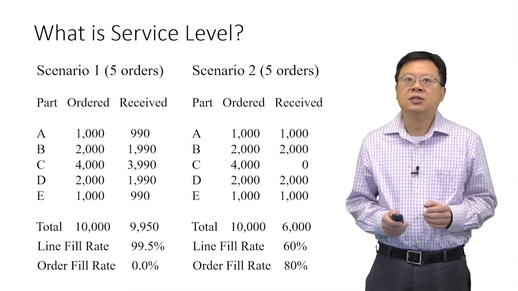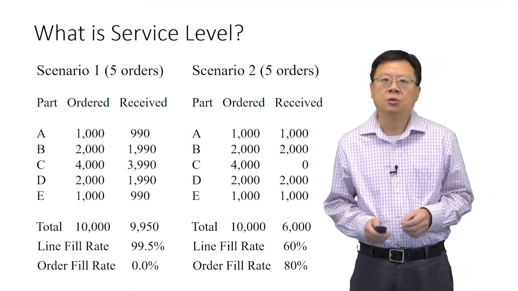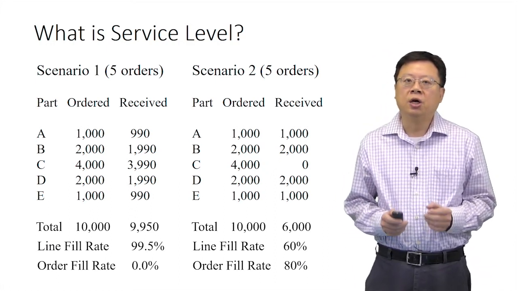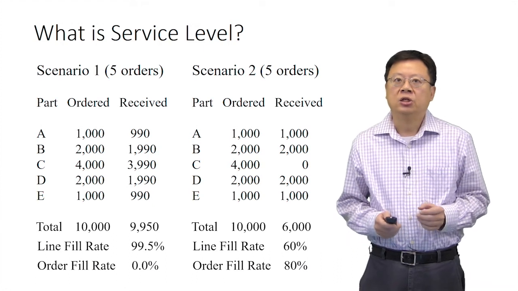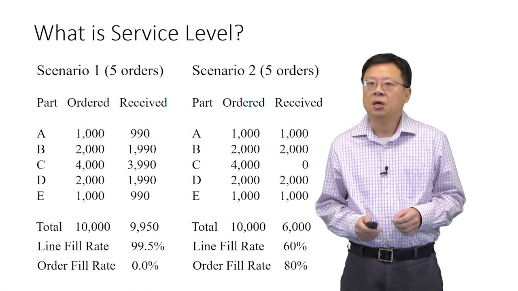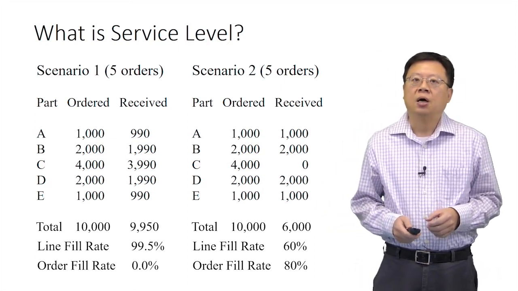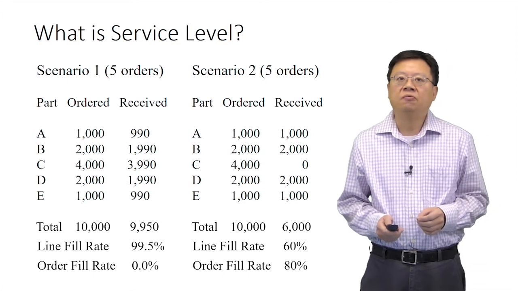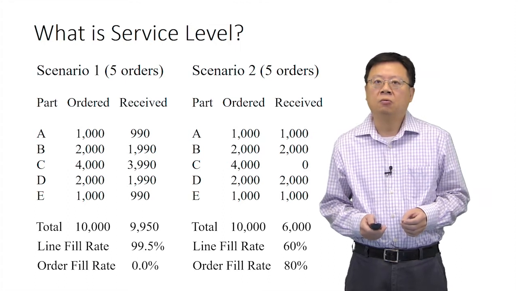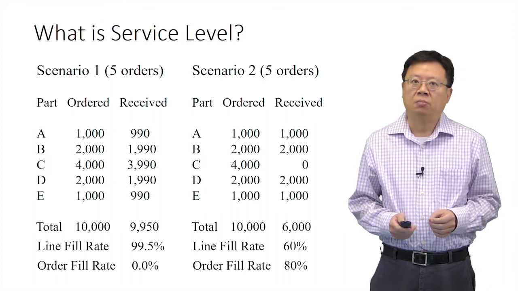This means that the same scenario could result in very different interpretations and results based on the tools you use to measure the performance. Sometimes one performance measurement might seem to be good, as you see from scenario 1. A unit fill rate of 99.5% is pretty good, but when you look at the order fill rate, no order is filled, which sounds very bad.